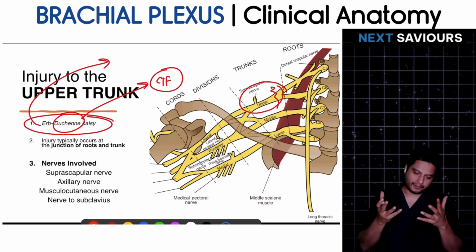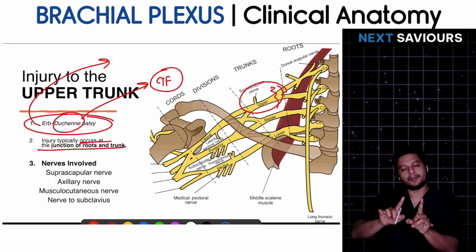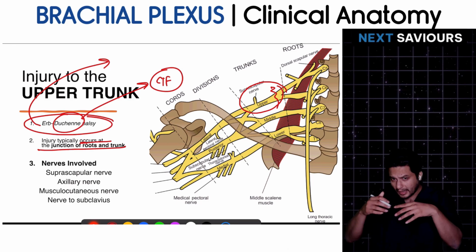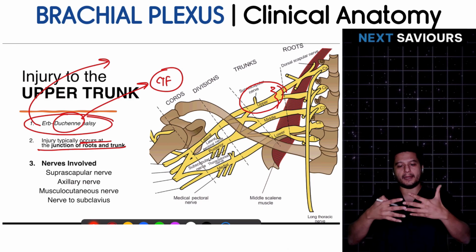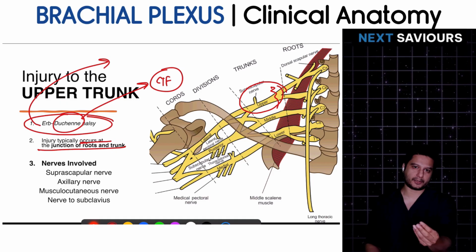Point number two, as we have already talked about, this injury typically occurs at the junction of the roots and the trunk. Most of the time it could be a tractional injury or it could be an avulsion injury, but more commonly it is a tractional injury.